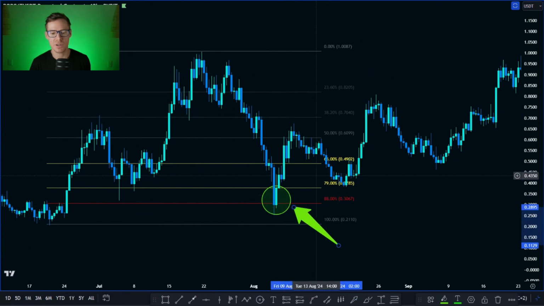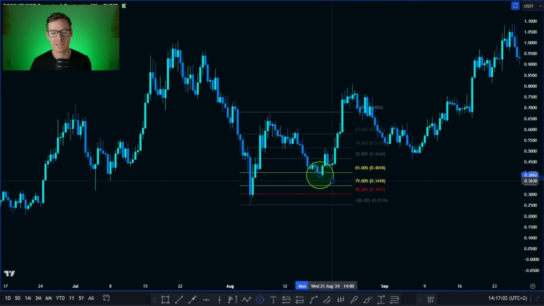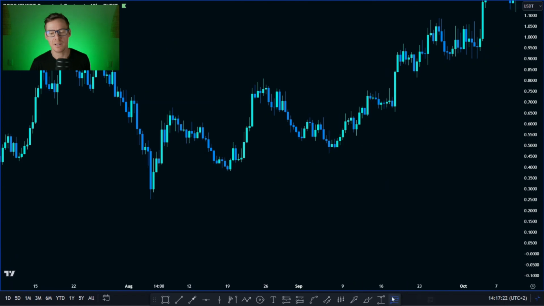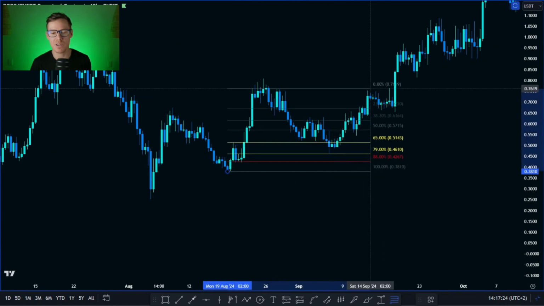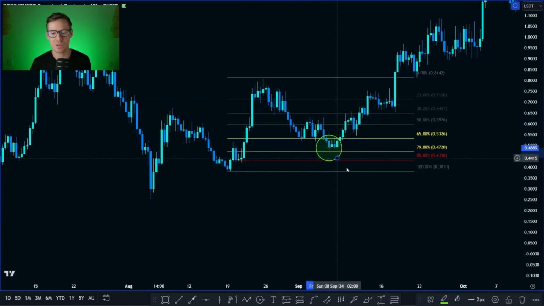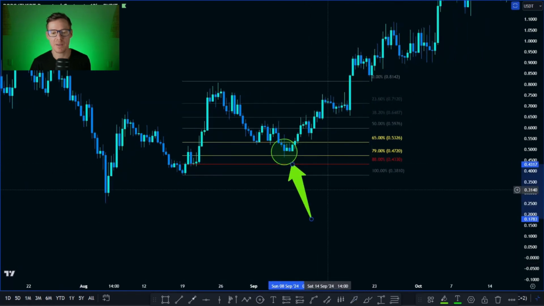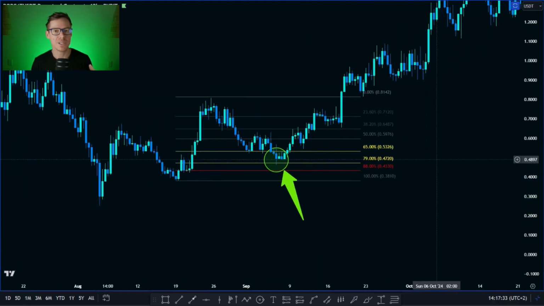Price taps into the 88% region, and that would have been a fantastic entry. If we keep going, it taps into the golden pocket region over there. That would have been another entry. If we apply it again from the swing low to the swing high, price comes, taps into the golden pocket, 79%, that becomes another perfect entry. So by using Fibonacci, we can measure swing sizes, and we're looking for price to retrace between 65 and 88% of the swing. This is a discount zone where we can get the asset at a very cheap price and has a high likelihood of reversing at that point.